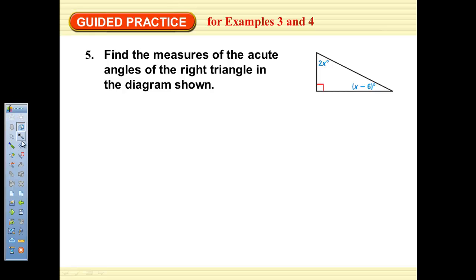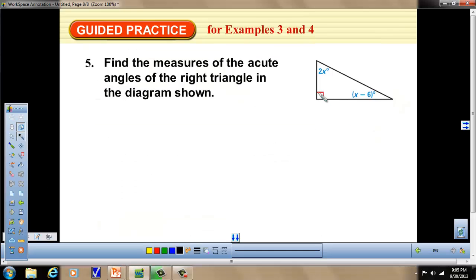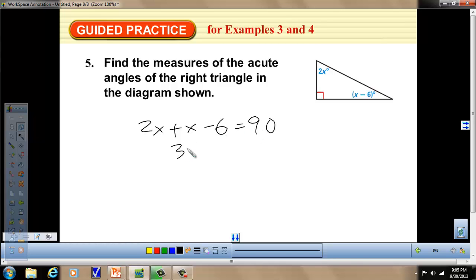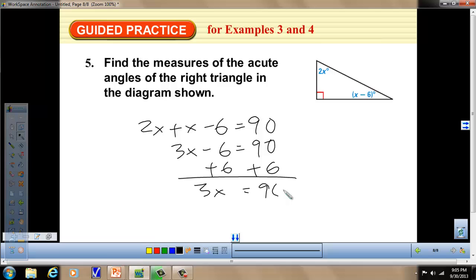And finally, the last one, remember again, we know if this is 90 degrees, then these two add together to equal 90. So we would say 2x plus x minus 6 equals 90, or 3x minus 6 equals 90. Adding 6 to both sides, we get 3x equals 96. Dividing both sides by 3, we get x equals 32.